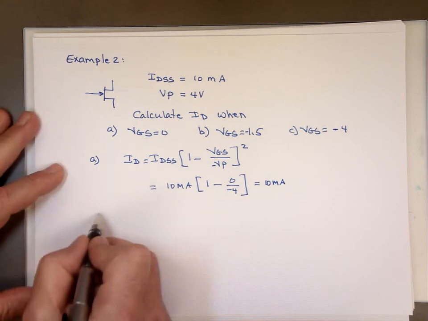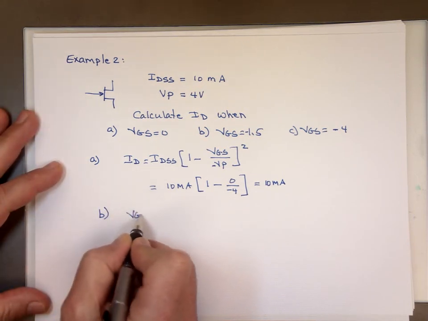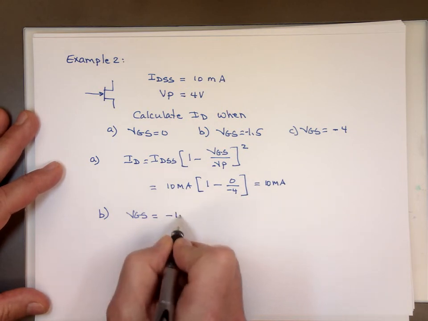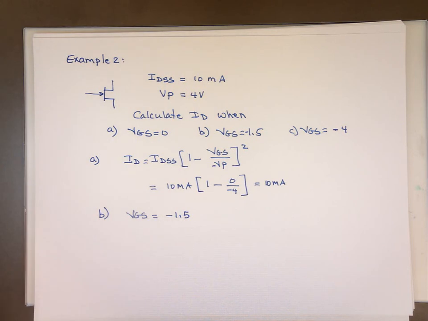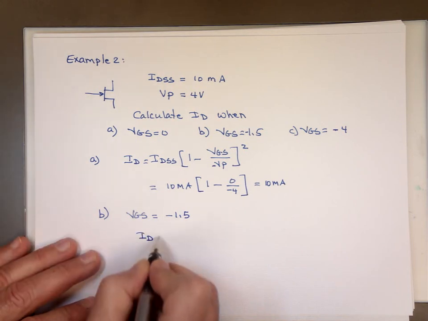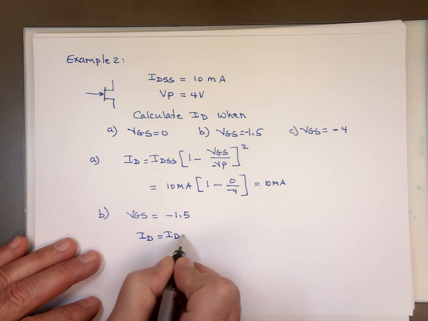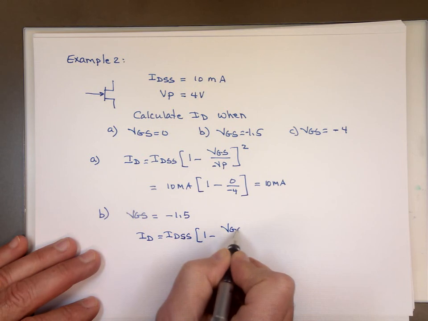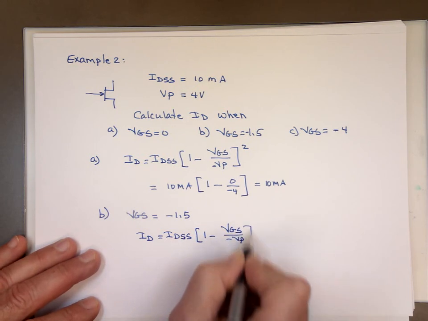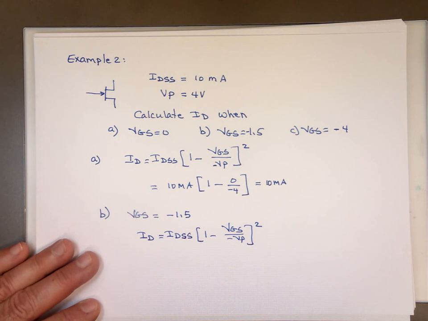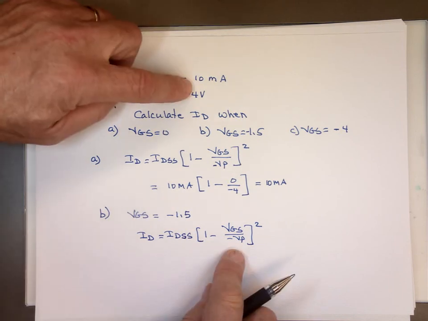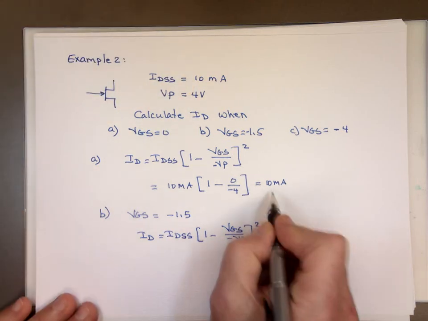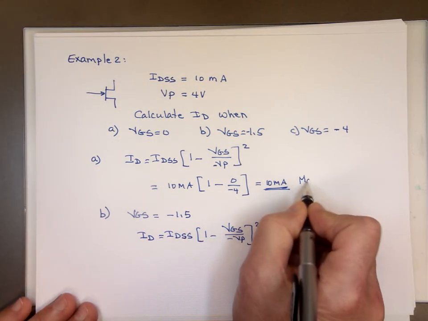Now what happens in part B when VGS equals negative 1.5? So I sub D is going to be I sub DSS, again, 1 minus VGS over negative VP. If I use, by the way, VP negative, then I don't have to put the negative value there. Remember, your largest current you're going to have is this, that's the maximum current.